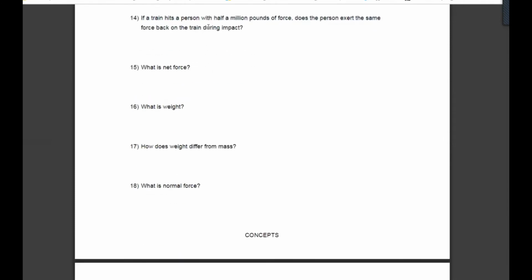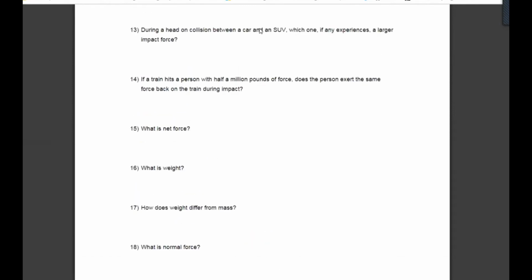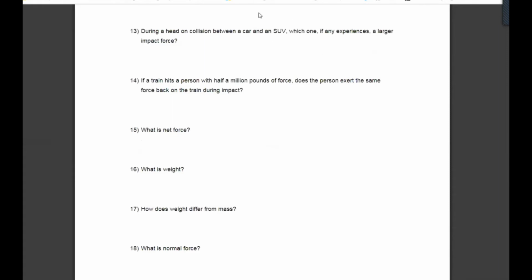If a person is hit by a train with 500,000 pounds of force, will the person apply the same force back on the train? The answer is yes, of course, because of Newton's third law. On the test, I would say, where's the evidence? And the answer is, there's not much evidence. The evidence of a force is acceleration. The train is extremely massive. It's so massive, in fact, that the acceleration of the train would be unnoticeably small.